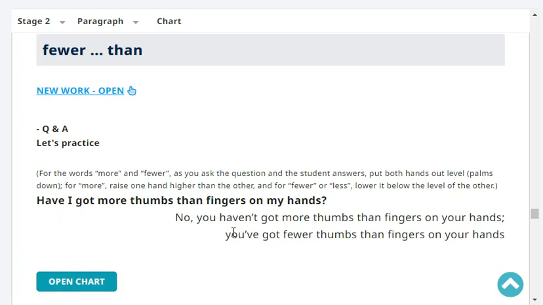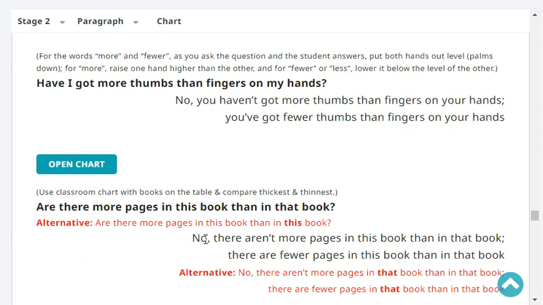Have I got more thumbs than fingers on my hands? No, you haven't got more thumbs than fingers on your hands. You've got fewer thumbs than fingers on your hands. Very good.